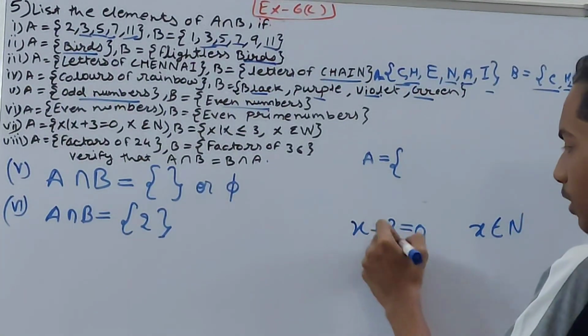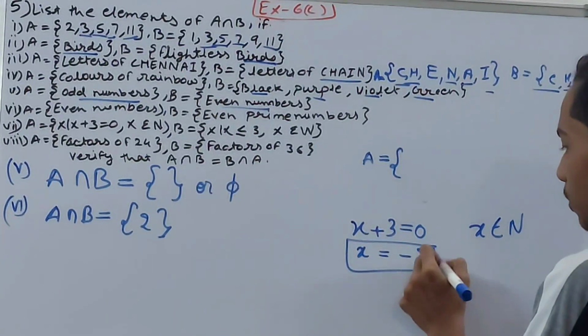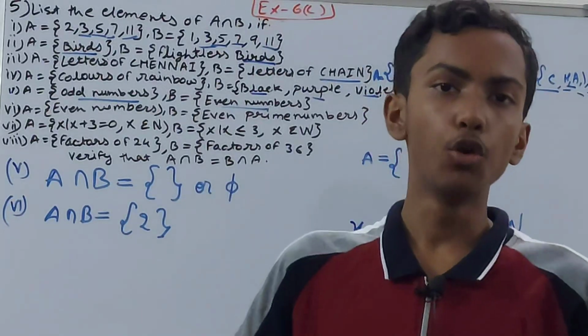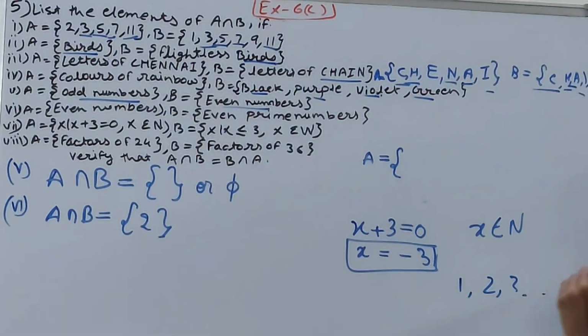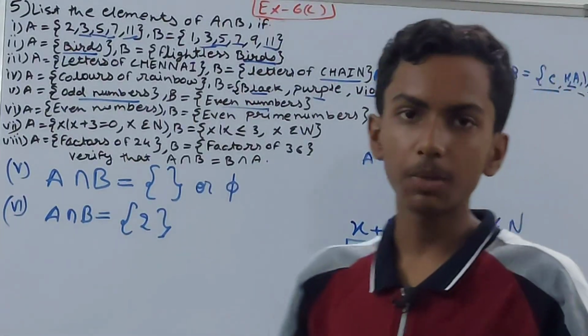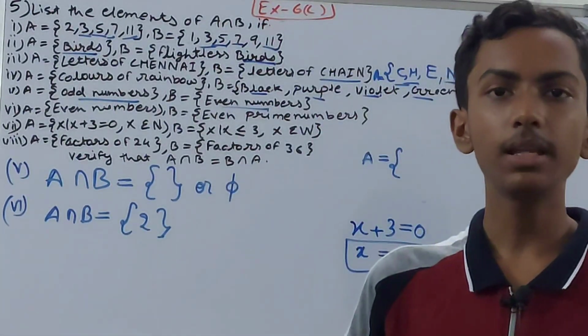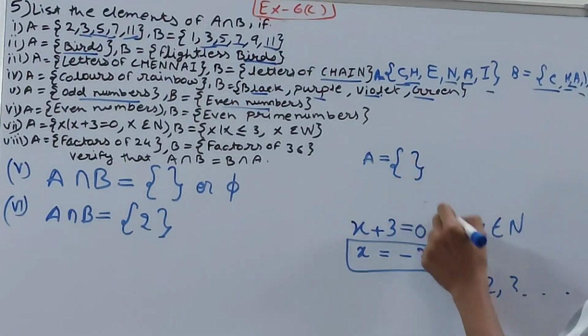So let us solve this. x will be equal to minus 3. Yes or no? But is minus 3 a natural number? No. Natural numbers begin from 1, 2, 3 and so on. Negative numbers are not a part of the set of natural numbers. What does it mean? It means that this set will be an empty set.